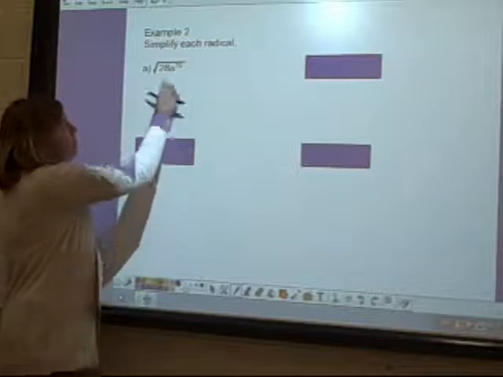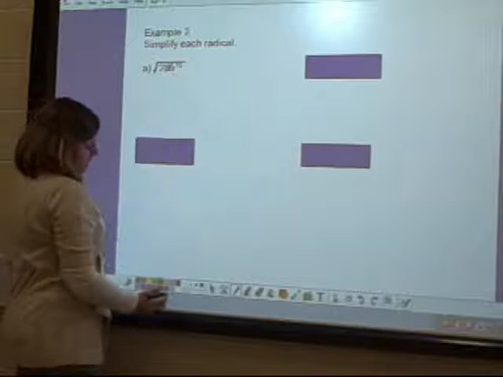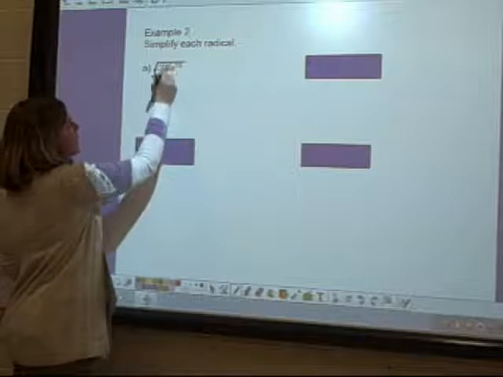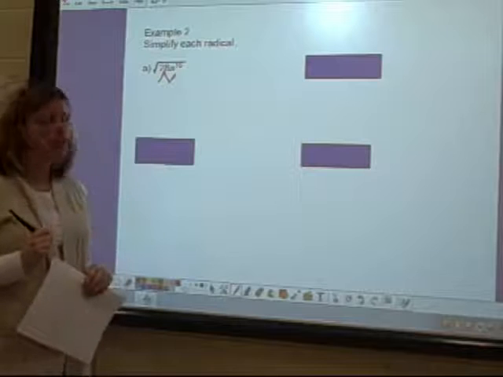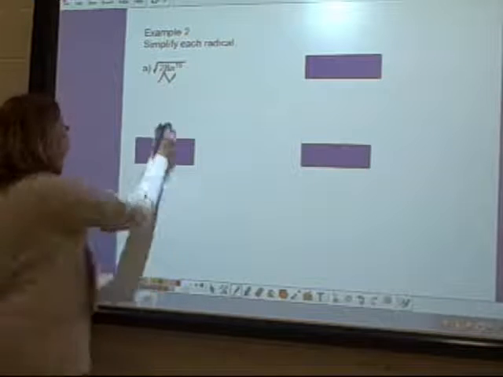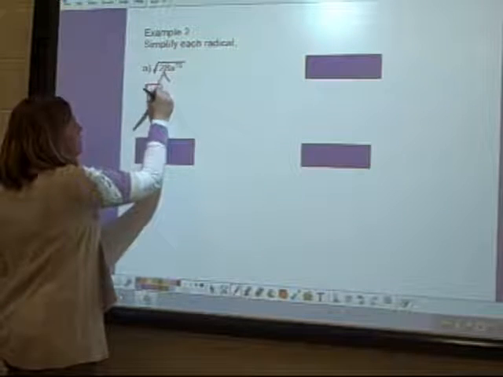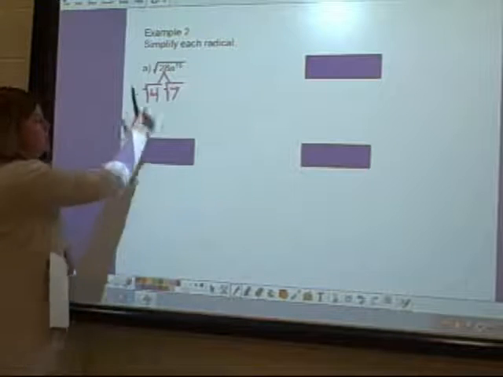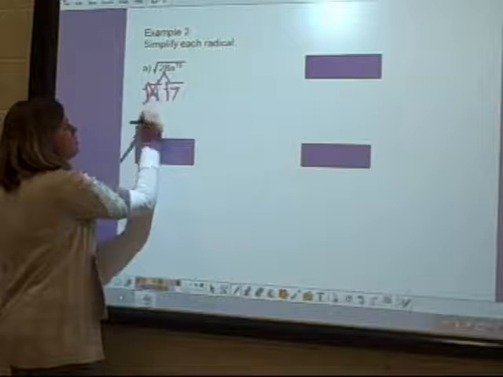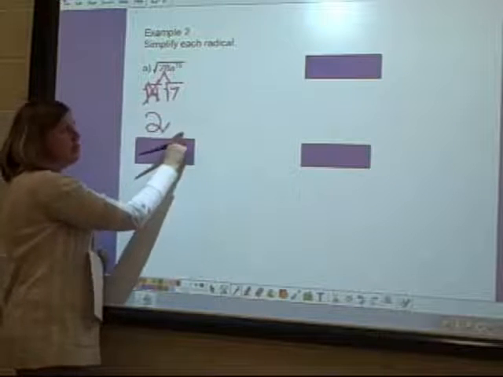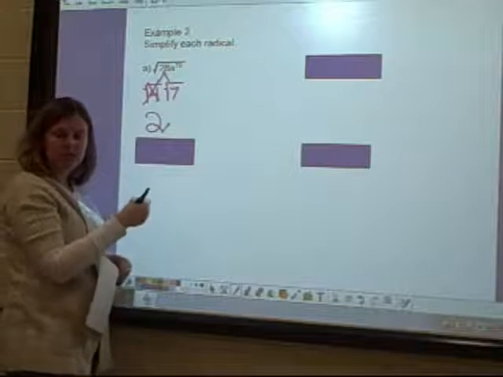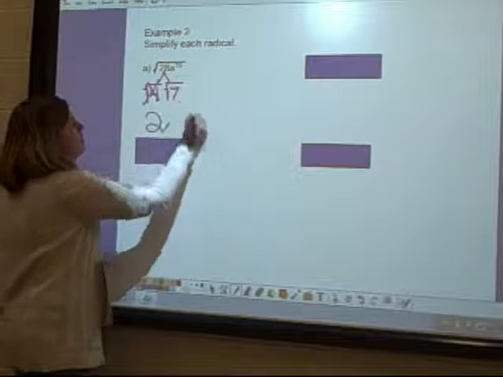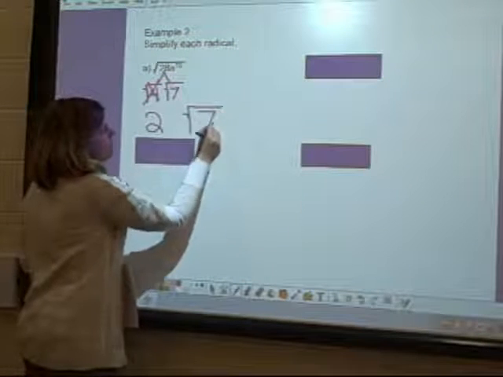The first thing I'm going to do, though, is break down 28. And I want to look for the largest perfect square which would go into 28, which is 4. So I've got the square root of 4 times the square root of 7. Well, the square root of 4 is 2. I'm going to leave a little bit of space because I'm going to have to take the square root of my variable. And then I'm going to write the square root of 7.